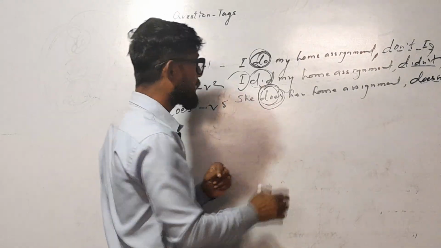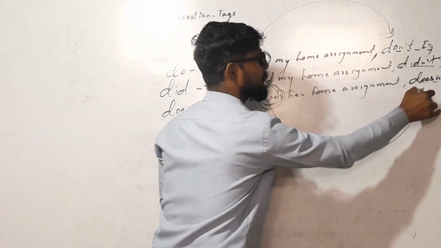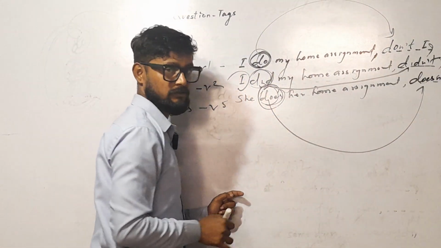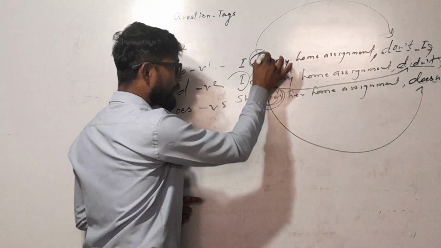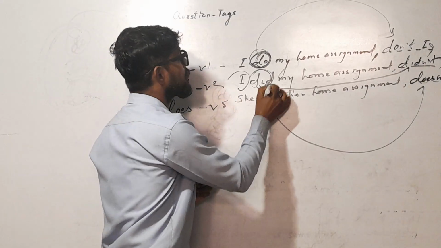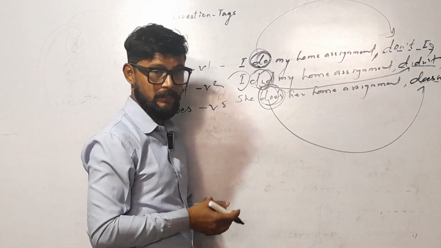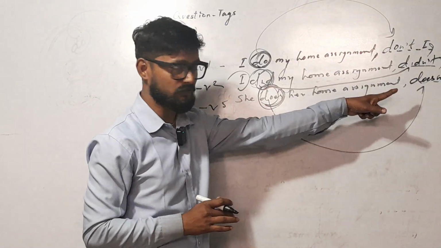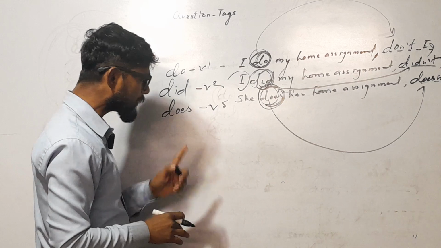I would like to tell you that I didn't copy this one. I didn't copy it either. I have written it there because of verb 1. As you know, verb 1 takes don't. Verb 2 takes didn't. Verb 5 takes doesn't. Okay, we students get confused here.